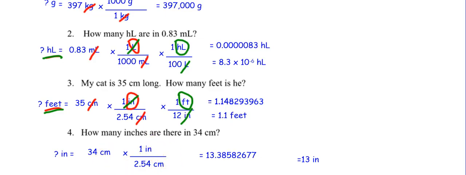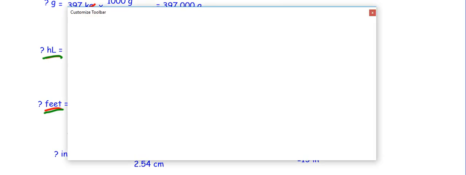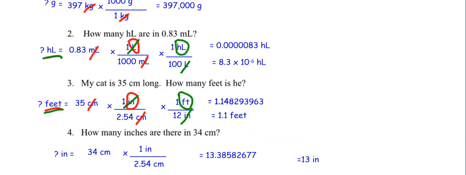All right, because I can cancel out my centimeters now, right? So here's my centimeters. Nope, stop. All right, try it one more time. Here we go. So here's my centimeters and here's my centimeters. What unit is left? Inches.